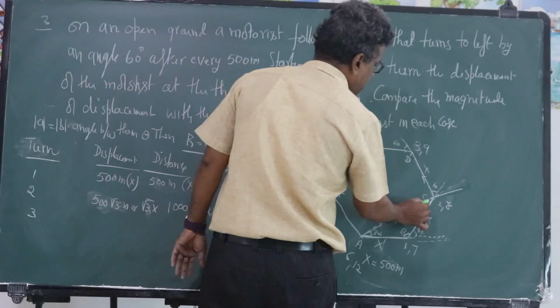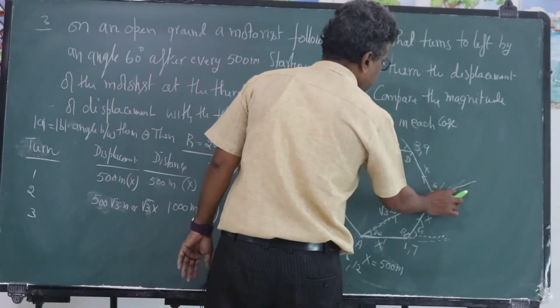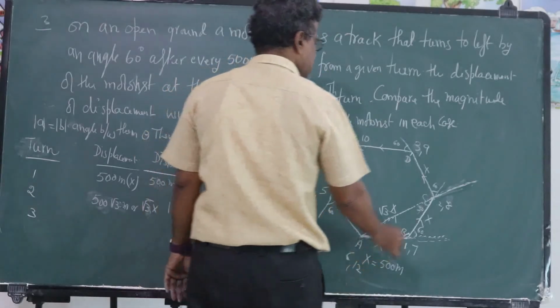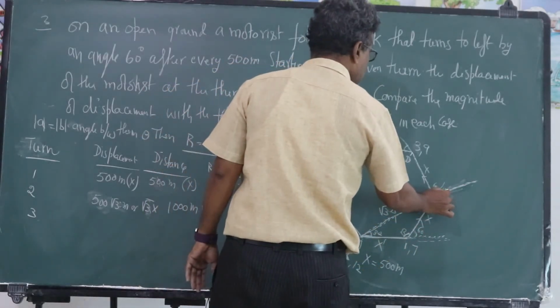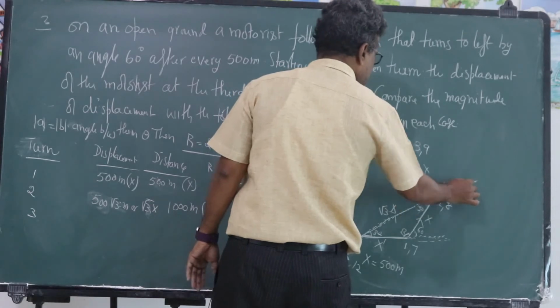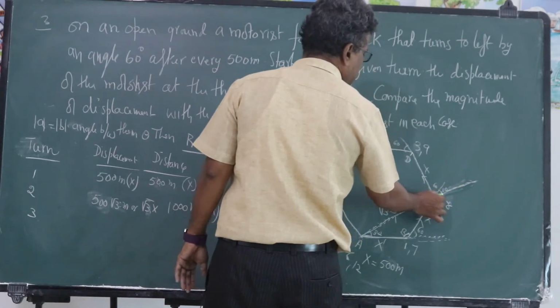So I am extending this one because I want to add. Okay. So this is root 3x and this is 30 degrees. So 30 and 60. This is root 3x. Now the angle between them is 90.